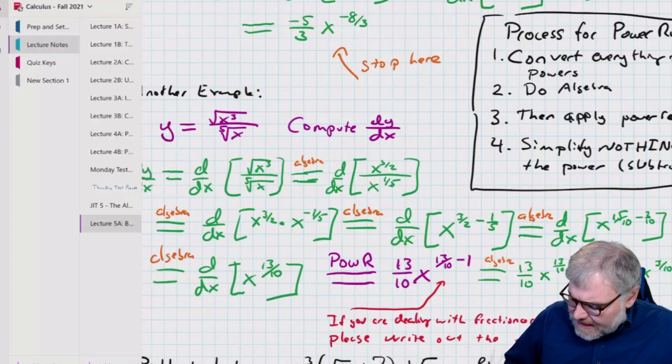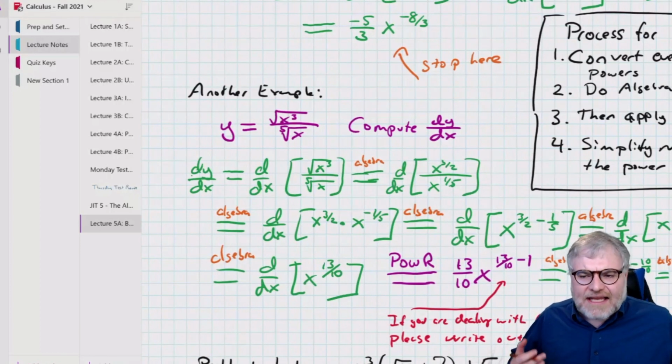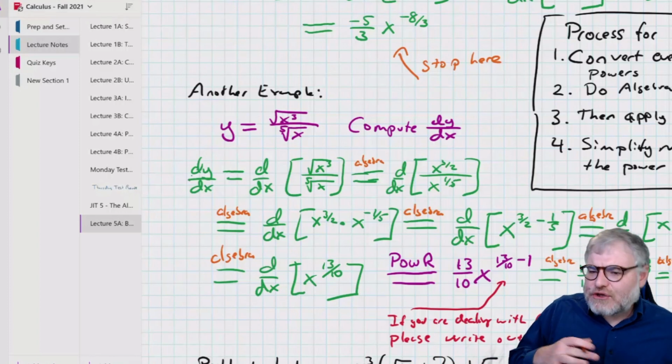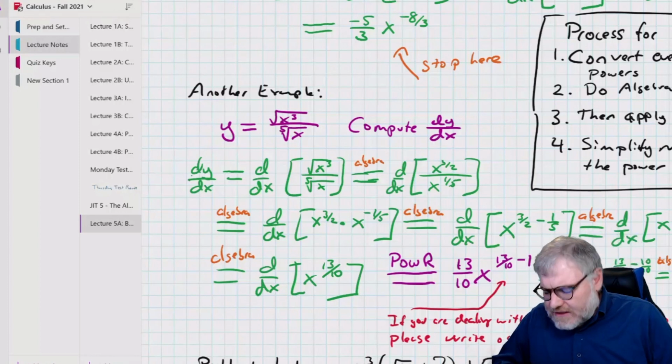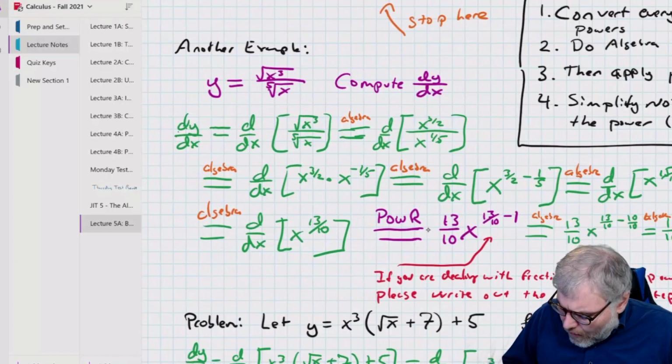Now, notice this. All of this was algebra. That derivative sign is still hanging out. I'm still taking the derivative of this, which is the derivative of this, which is the derivative of this, which equals the derivative of this. And all this time, I'm doing nothing but algebra. Now I get all the way down here.